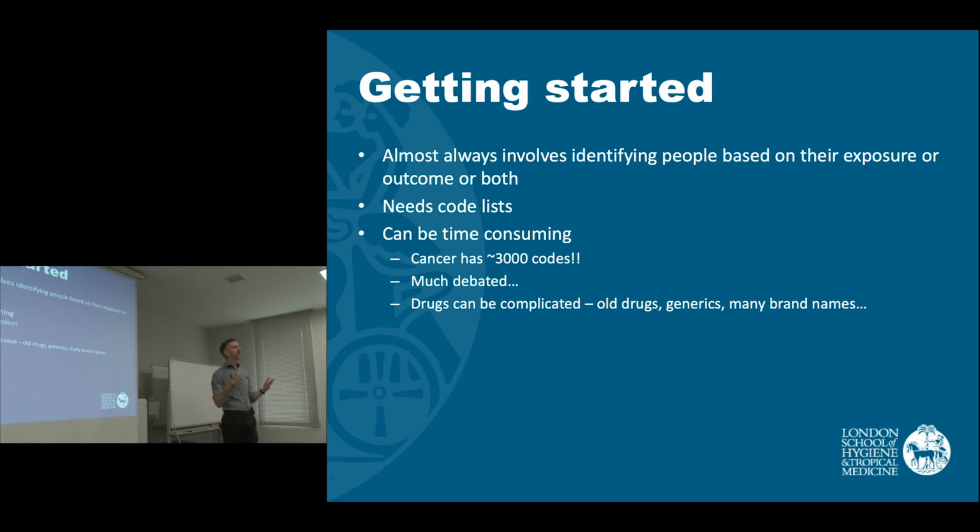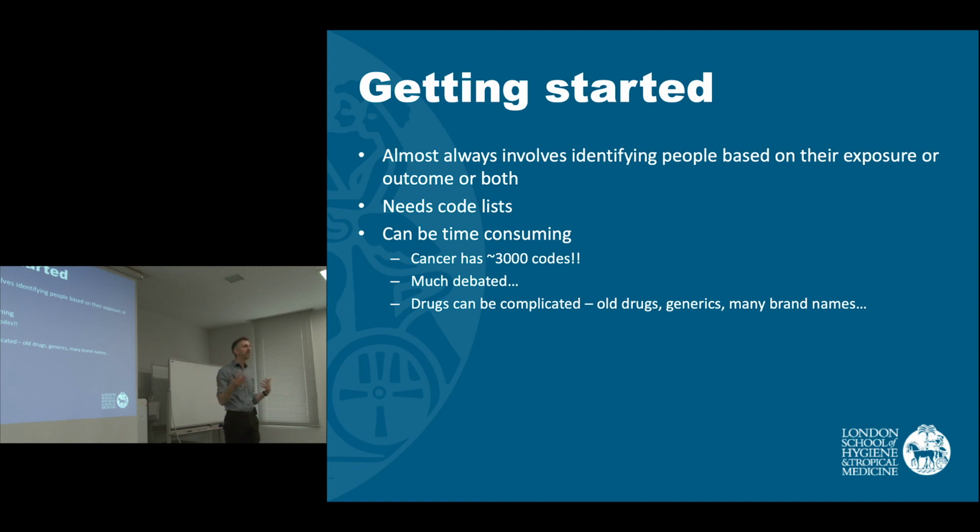If you get 2 investigators, they won't all agree on what should be in each list. And there will be some really obvious ones. So there'll be a code that just says breast cancer. Now everybody will agree that code should be in.